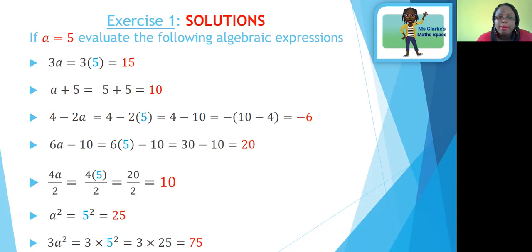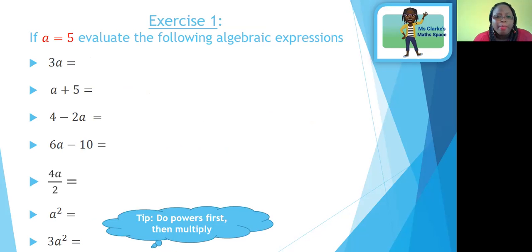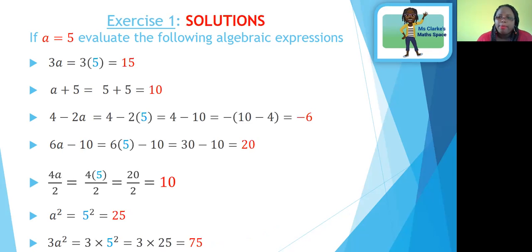Our last example in this exercise, we have 3A squared. And if you'll remember, I gave you all a tip. The tip that I gave you all is to do powers first, then multiply. That is something to remember in maths, especially when you're evaluating, that you always do powers first and then multiply. So we have 3A squared. That means you'll be dealing with the A squared component first. Once you evaluate what A squared is, then you would multiply by 3. So let's go through it.